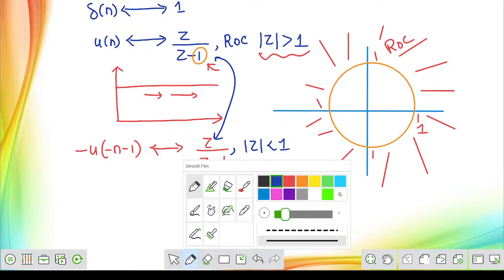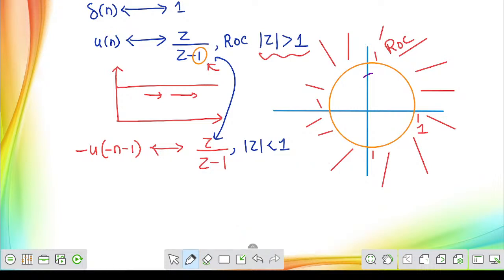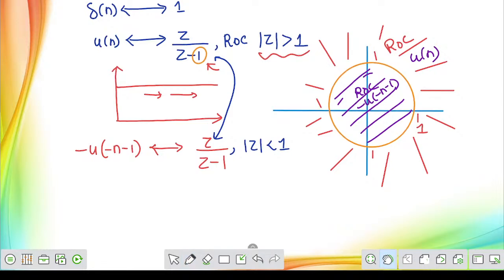If you are drawing the region of convergence for this, mod Z less than 1 means inside the unity circle. This entire region will become the ROC for the second sequence, minus u of minus n minus 1. The one above is for u of n. Hope you understand what I am trying to conclude. Now, let me take one more example for your better understanding.